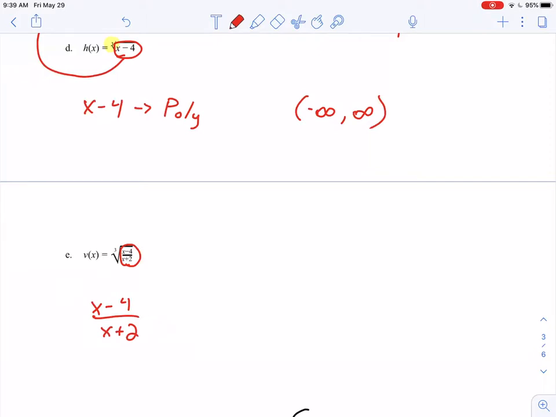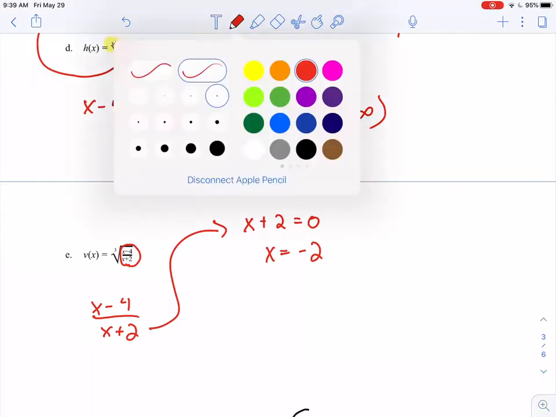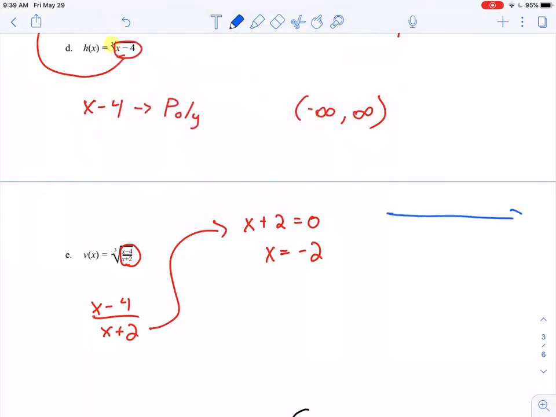So this time I don't have a polynomial on the inside of my function. This time I have a rational function. So I need to think about, okay, where are rational functions continuous? They're continuous everywhere except for x values that make the denominator equal to 0. So I'm going to take that denominator, x plus 2, and set it equal to 0. So I can solve this equation just by subtracting 2 from each side, so it's continuous everywhere except for negative 2.